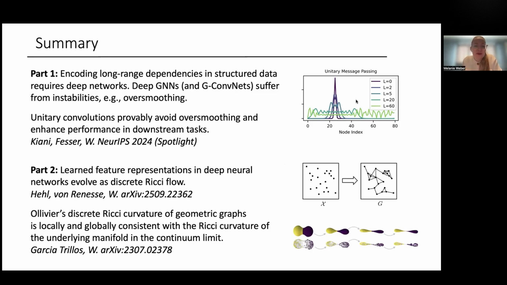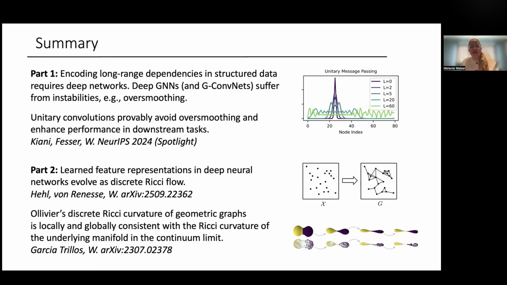So let me just briefly summarize. In the first part of the talk, we talked about unitary graph convolutions and how that's a nice way to build stable graph neural networks that provably don't suffer from oversmoothing, but can encode long-range dependencies well. And if you're interested, please take a look at our paper.